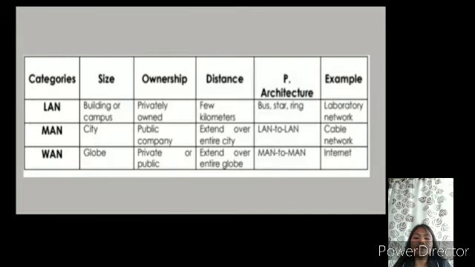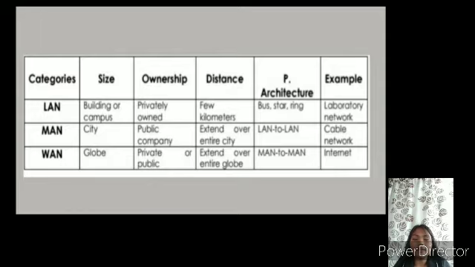Here are the categories of LAN, MAN, and WAN. The size of a LAN is a building or a campus. The ownership is private, the distance is a few kilometers, and the physical architecture is bus, star, and ring. The example is a laboratory network. The MAN size is in the city. The ownership is a public company. The distance extends over the entire city, and the physical architecture is LAN to LAN. Then the example of a MAN is a cable network.